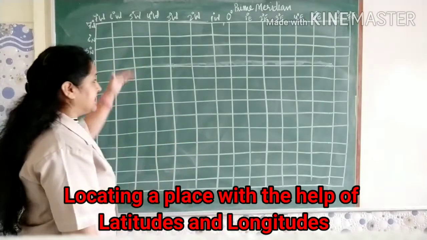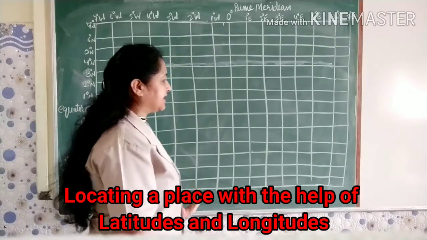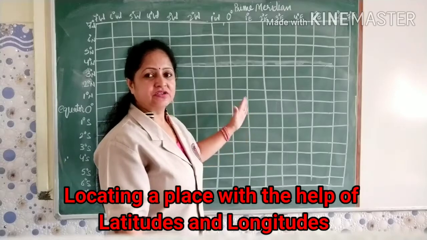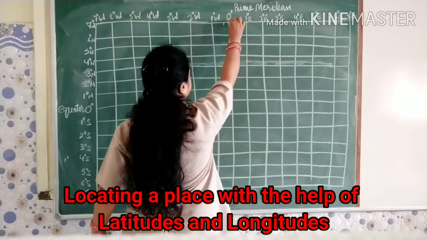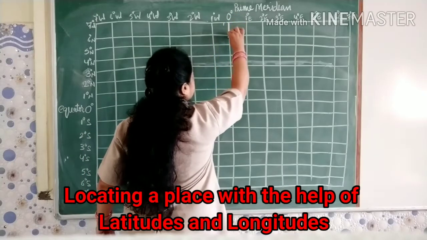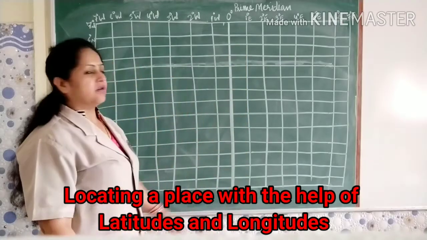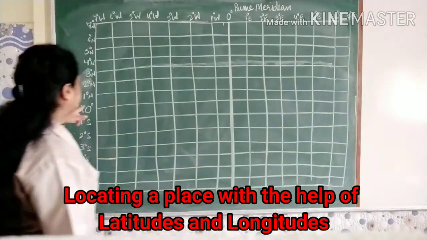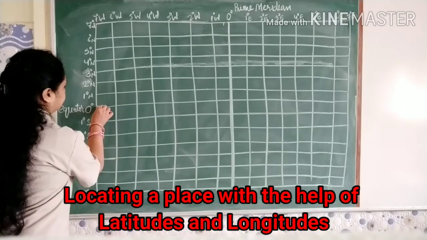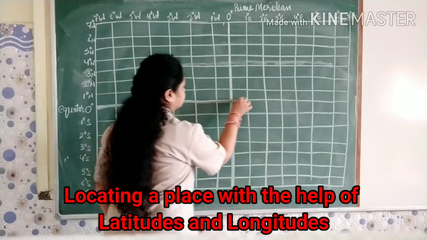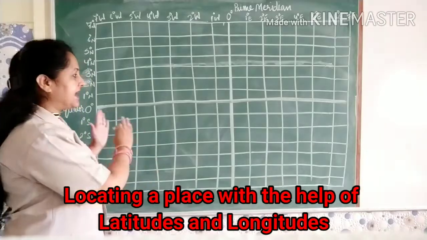Here you can see the lines I have drawn. All the lines drawn vertically are the meridians, and you can see the 0 degree. This is our line of reference, our prime meridian, the line of reference for all the longitudes. In the same way, here you can see 0 degree equator, and this is the line of reference for all the latitudes. So these two are the lines of reference.